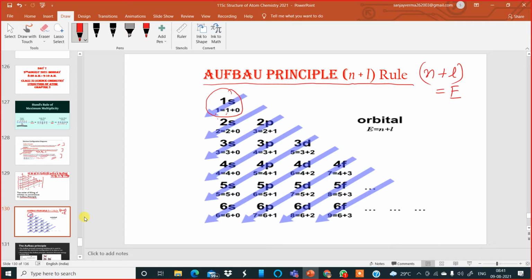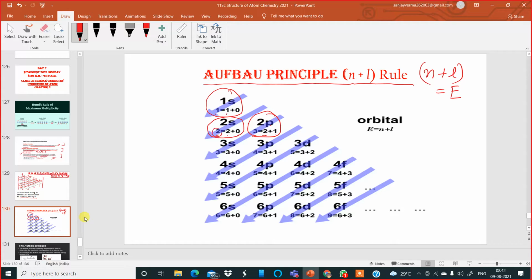Then for the 2s orbital, energy is 2 because the value of n is 2, the value of l is 0. Because for the s orbital, the value of azimuthal l is 0. Then for the 2p orbital, energy is 3. The value of n is 2. For the p orbital, the value of l becomes 1. So 2 plus 1, 3.